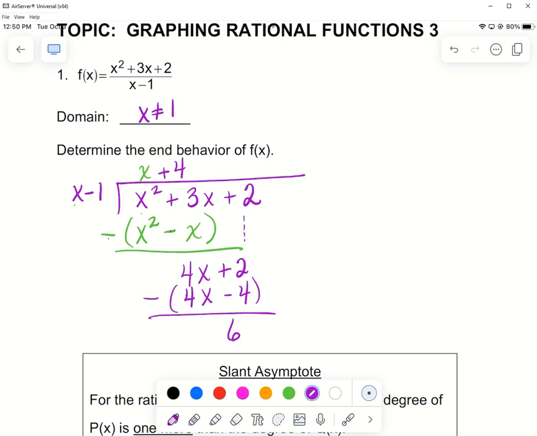Now, here's the deal. This is a little bit of explanation. I want to be very clear. My end behavior is going to do this right here: y equals x plus 4.